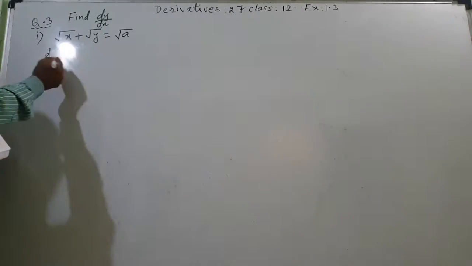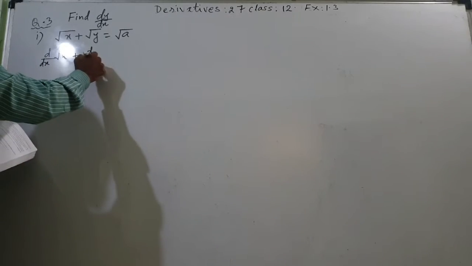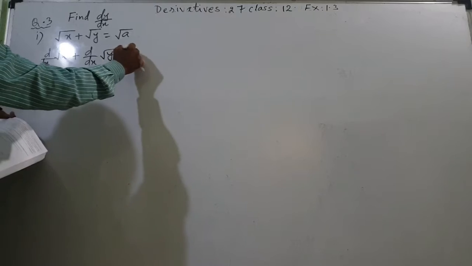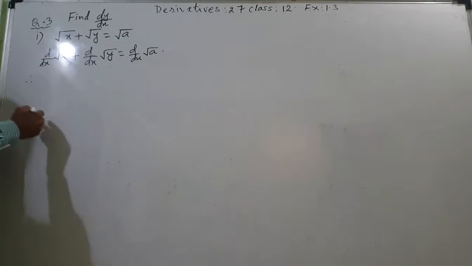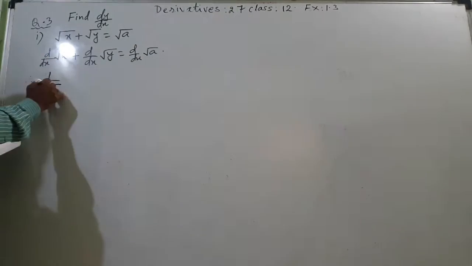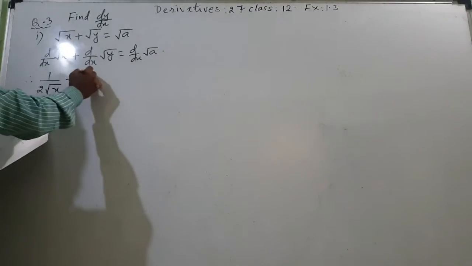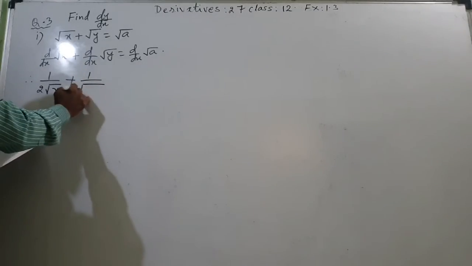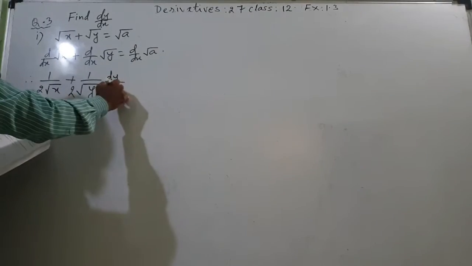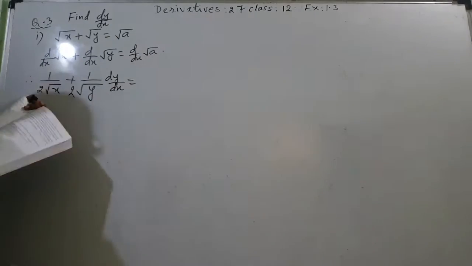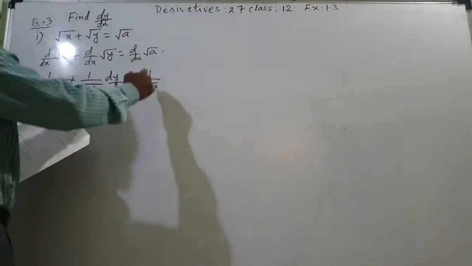Differentiating with respect to x, you will write d by dx of root x plus d by dx of root y is equal to d by dx of root a. Therefore, the derivative of root x is 1 upon 2 root x, plus the derivative of root y is 1 upon 2 root y into dy by dx, is equal to the derivative of root a, which is 1 upon 2 root a. Am I right? No, this is totally wrong.